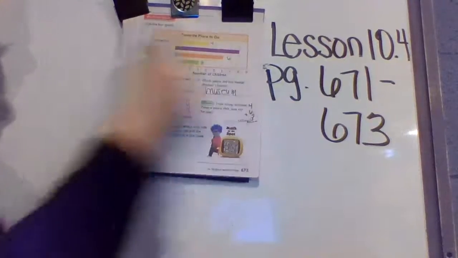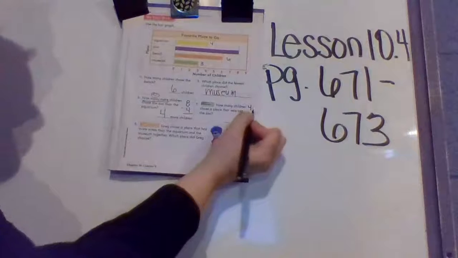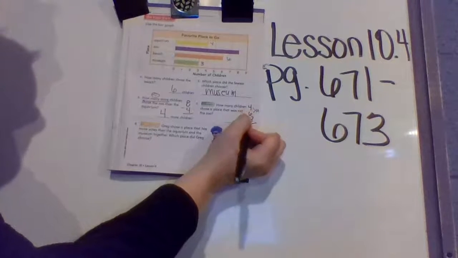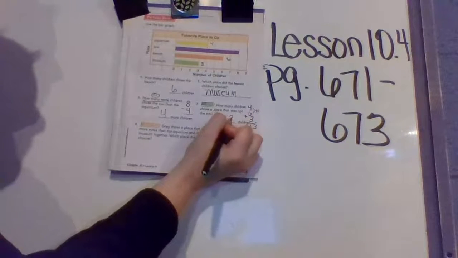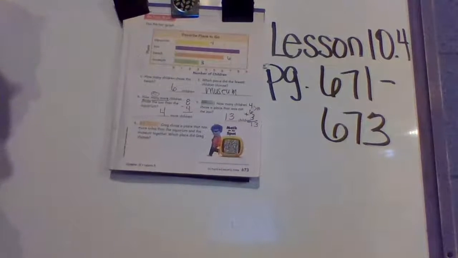Be sure you don't add in the zoo because we want to know the total amount of children beside the zoo. So 4 and 6 is that nice 10. 10 plus 3 equals 13. So 13 children chose a place that was not the zoo.